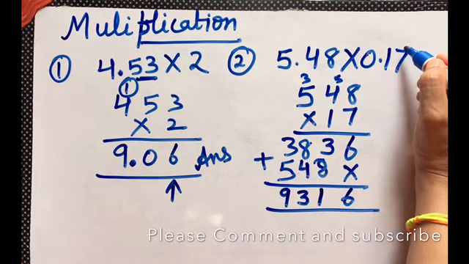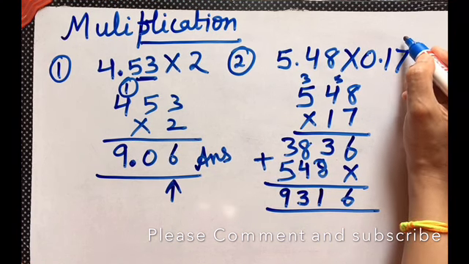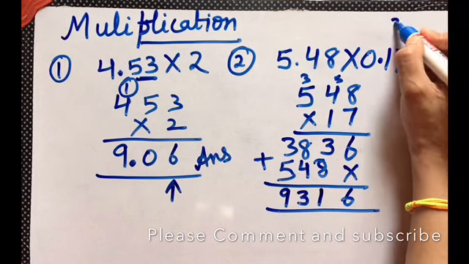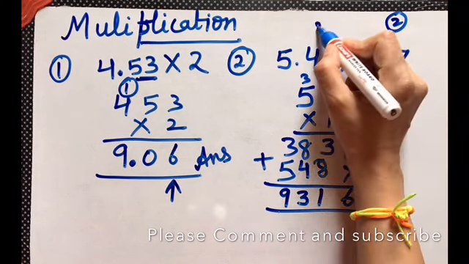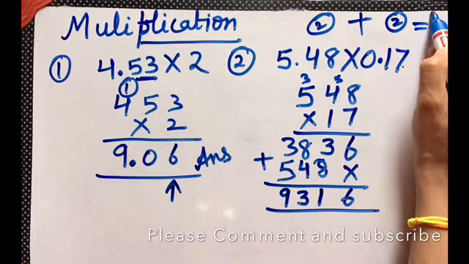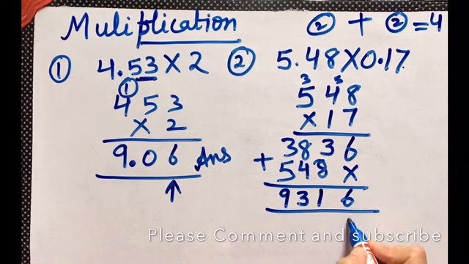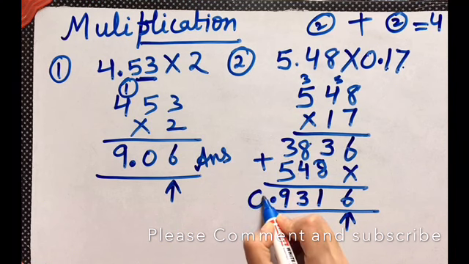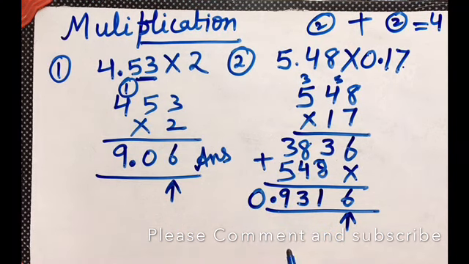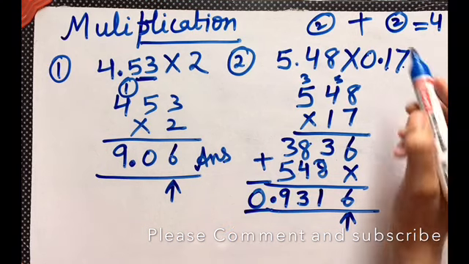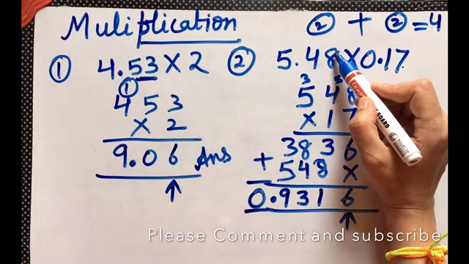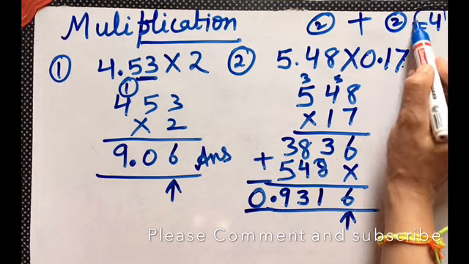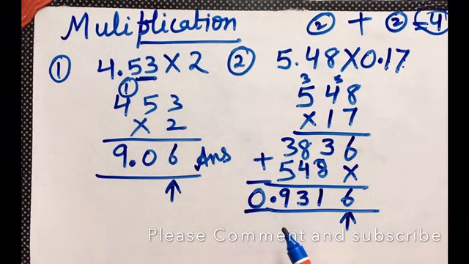Now where to put the decimal point? You count the digits after the decimal in both numbers. Here there are two digits, 1 and 2. Here also there are two digits. So we have a total of 4 decimal places. So start from this place again, 1, 2, 3 and 4. Put the decimal here. You can put a 0, or even if you don't put the 0, the answer is still correct. So we calculated the number of digits, 2 here and 2 here, so total 4. After 4 places we put the decimal point.